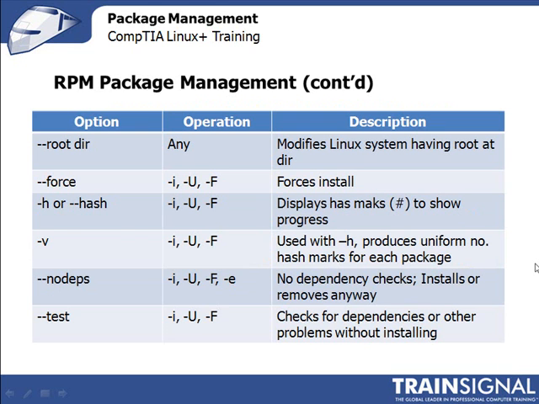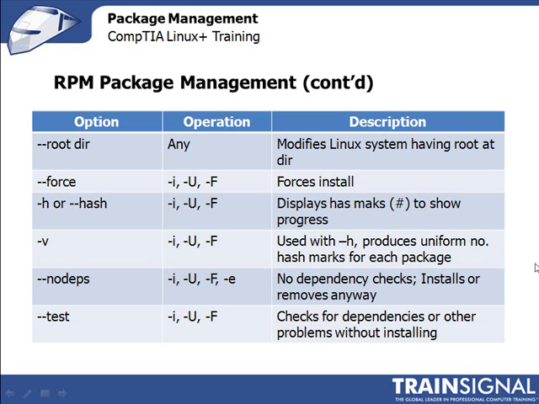This table lists the options, or the second parameter, available to the RPM command. The middle column indicates which of the operations we reviewed on the previous slides can be used in conjunction with the option. The first is --root dir. Now this modifies the Linux system with the root directory located at dir and can be used with any of the actions.